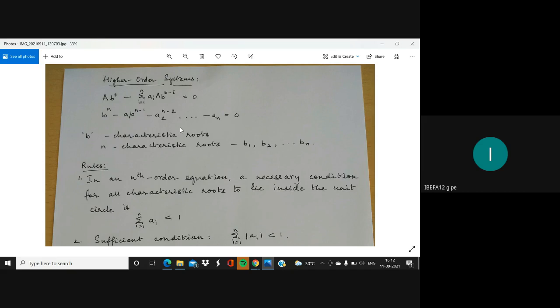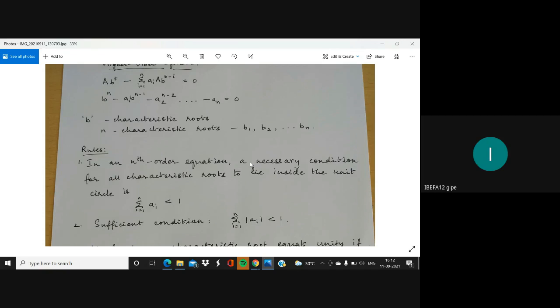Now since it's a quadratic equation, you will have two roots, two characteristic roots. So you'll get two values for b if you solve. Now similarly for an nth order equation, you'll get n characteristic roots, or there'll be n values for b, which you can designate as b1, b2 up to bn. Okay, ma'am, got it.